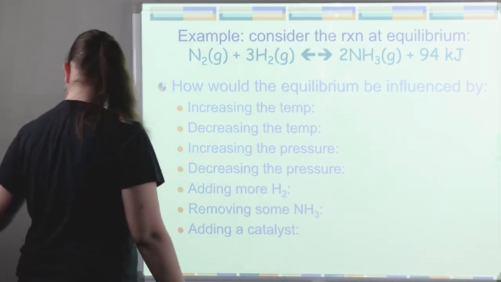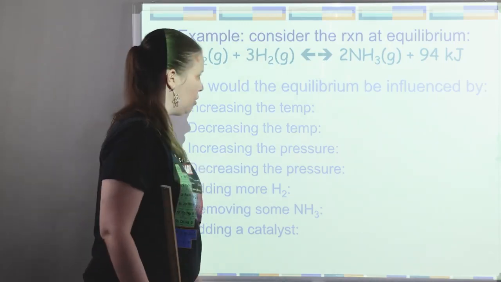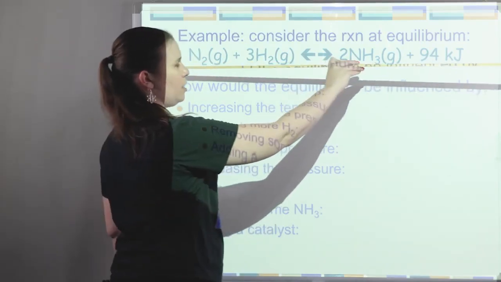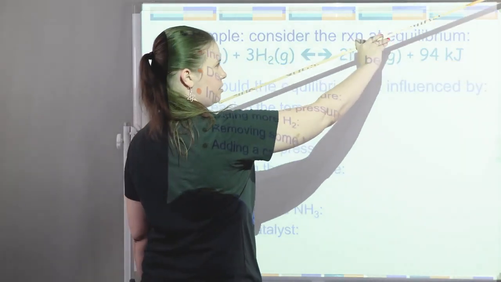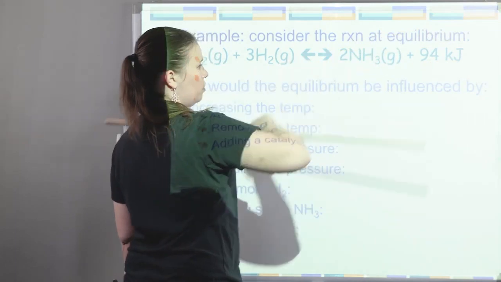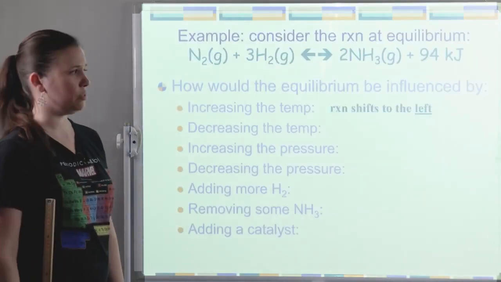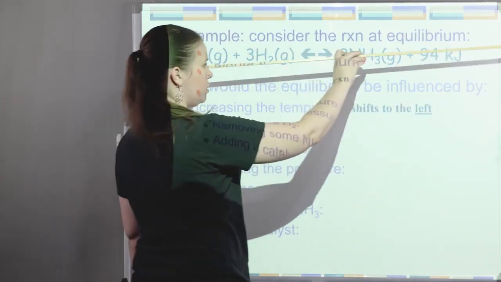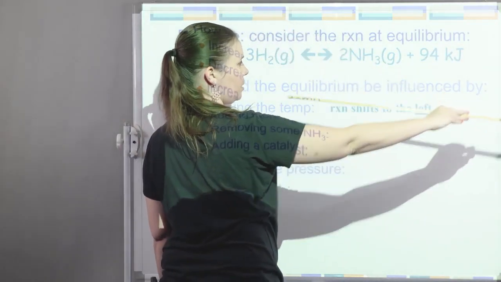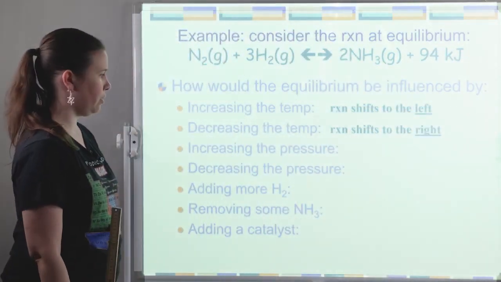All right, let's look through them one at a time. So first, if I'm increasing the temperature, that would be like increasing the concentration of the product. It would be the reverse reaction, or a shift to the left, that would use that up. Whereas if I'm decreasing the temperature, I would need to replace it, or shift to the right.